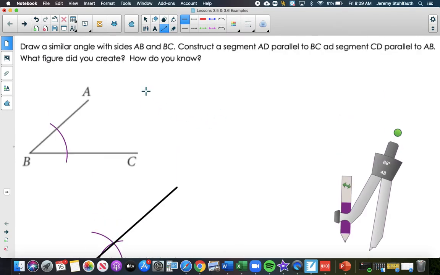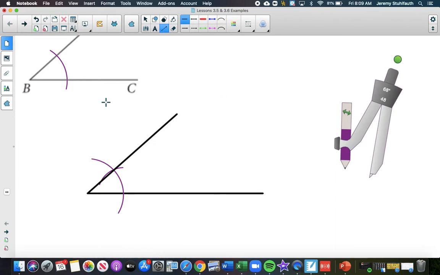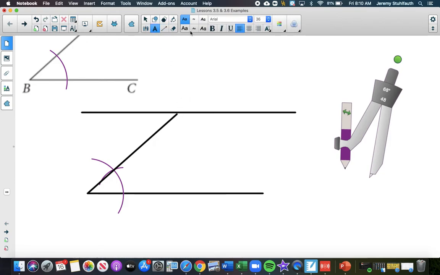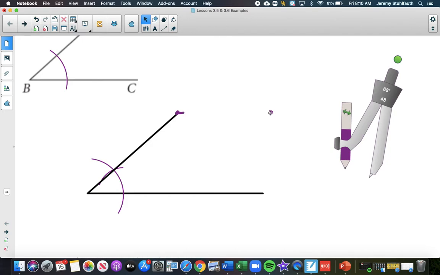Now that we've recreated that angle, we need to finish doing what the problem asks us to do. It says construct a segment AD that's parallel to BC. So we want to construct something that goes through point A, which is right here, and then D somewhere on this line, say over here somewhere. Now, I cheated and used a computer to draw a straight line, so we want to make sure that we are not cheating. We have our point A right here.